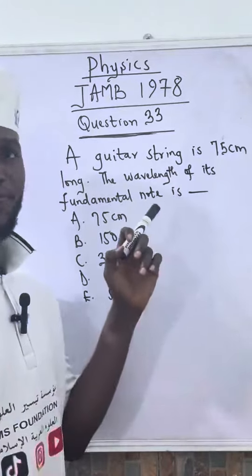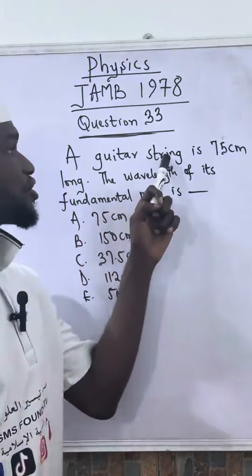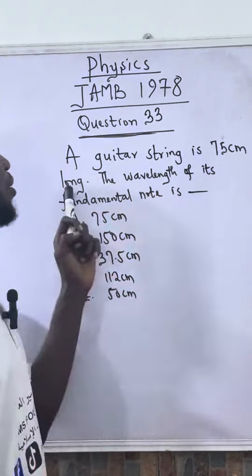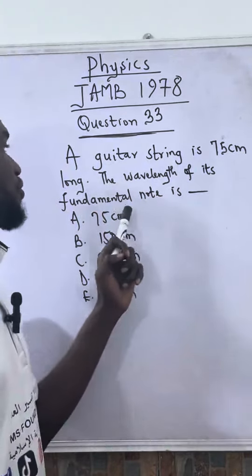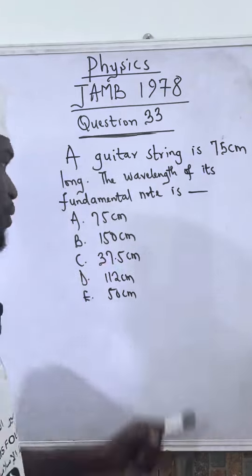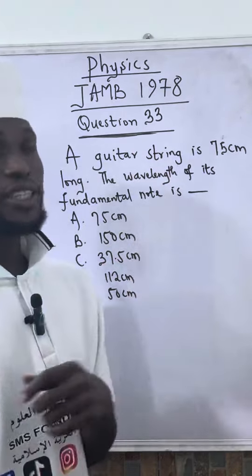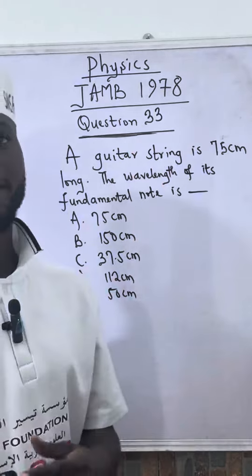Right, consider this physics question. A guitar string is 75 centimeters long. The wavelength of its fundamental note is dash. So we have the options. This is JAMB 1978, question 33.